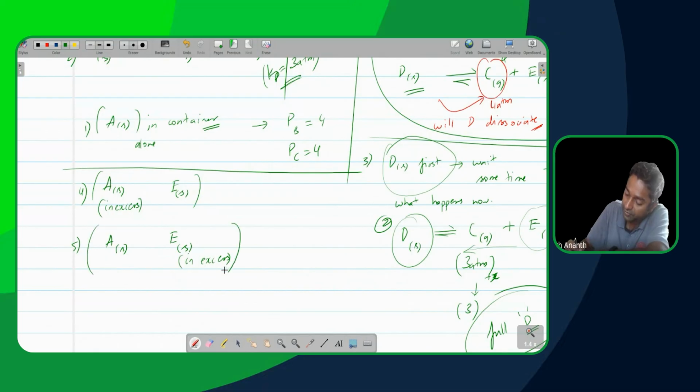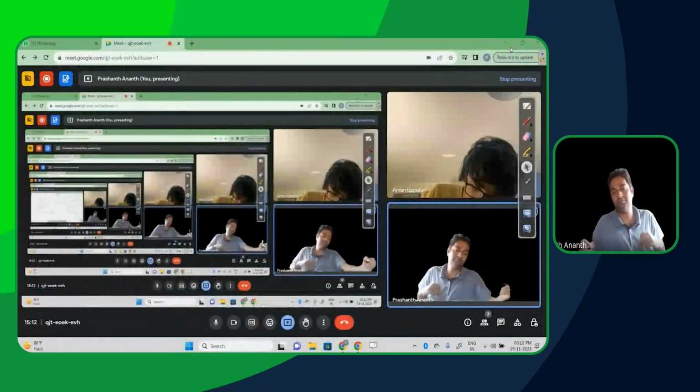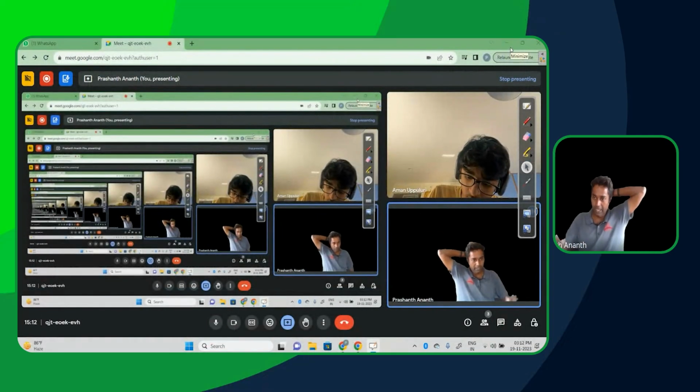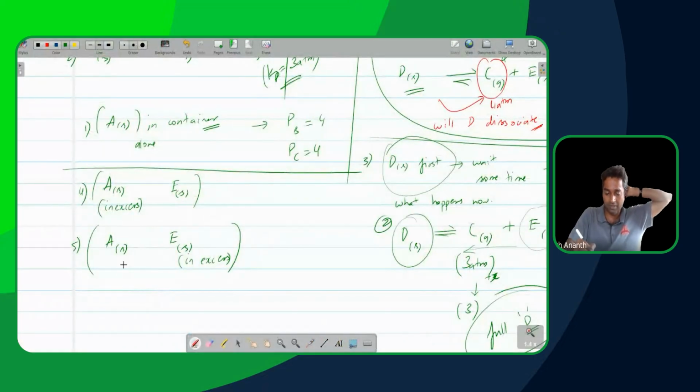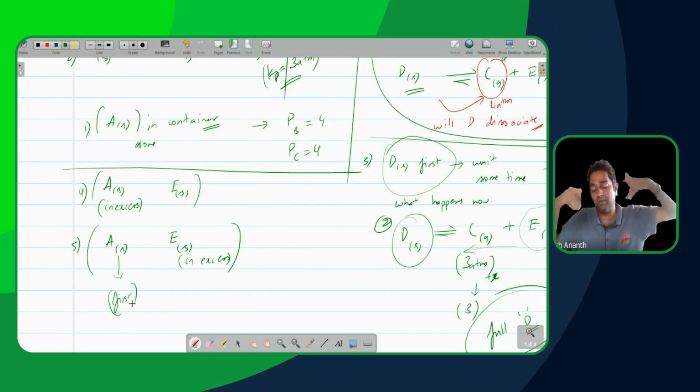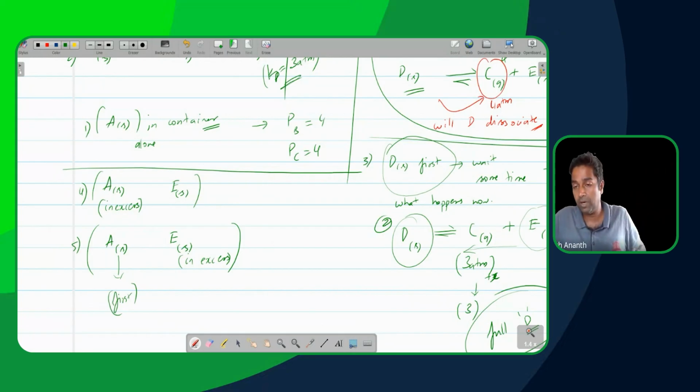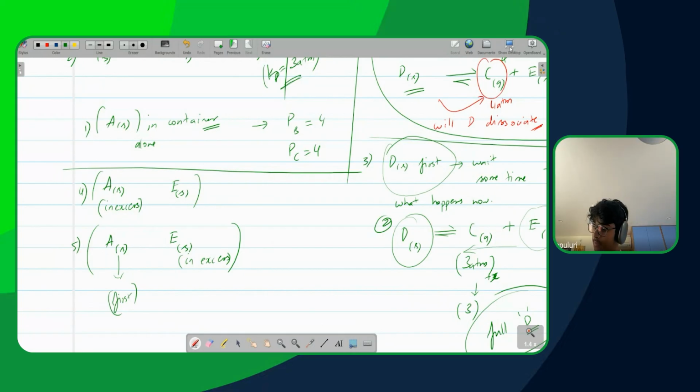Let's try case 5 first. What happens there? I'm going to have A solid first in the container. Or it doesn't matter. Take both in the container at the same time. What happens? E will be in excess, so D will not dissociate, and then so lesser C will.